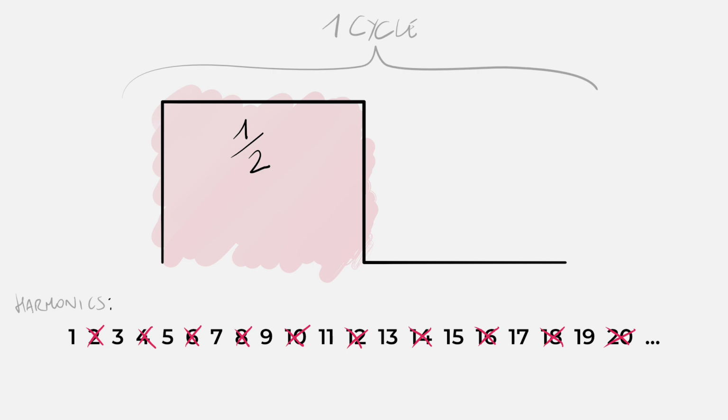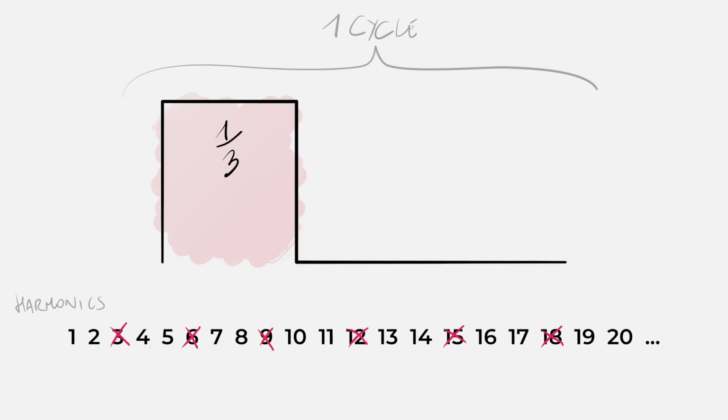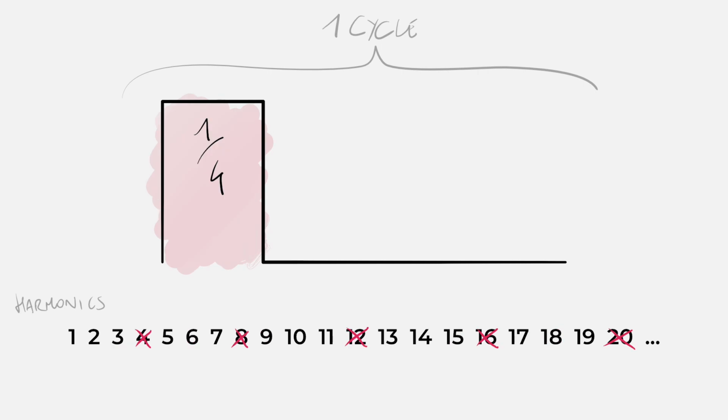If, however, our pulse wave is 1/3 positive, every third harmonic will be missing. If it is 1/4, every fourth, and so on. But what if the positive side is longer than the negative one?